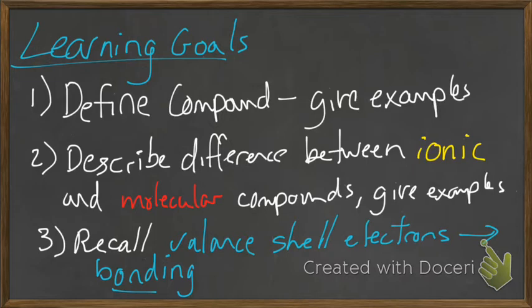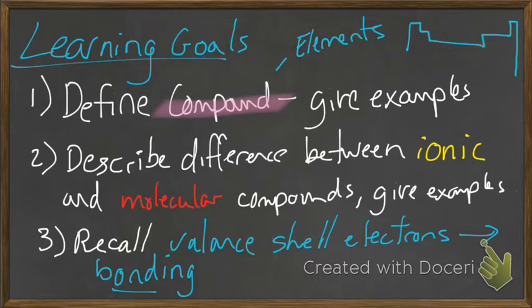Learning goals for this lesson. So, we're going to define what a compound is. We've talked about compounds before. We think back to elements, and we know that elements are found on our periodic table. Do a rough outline of what a periodic table should kind of look like. It's going to be a lot harder than I thought it would be. Yeah, something like that. Anyways, the periodic table is filled with elements.